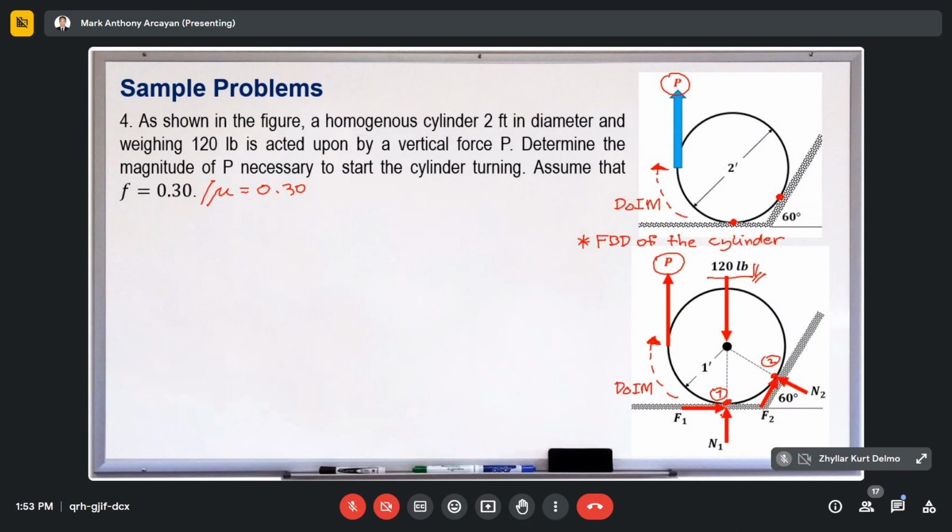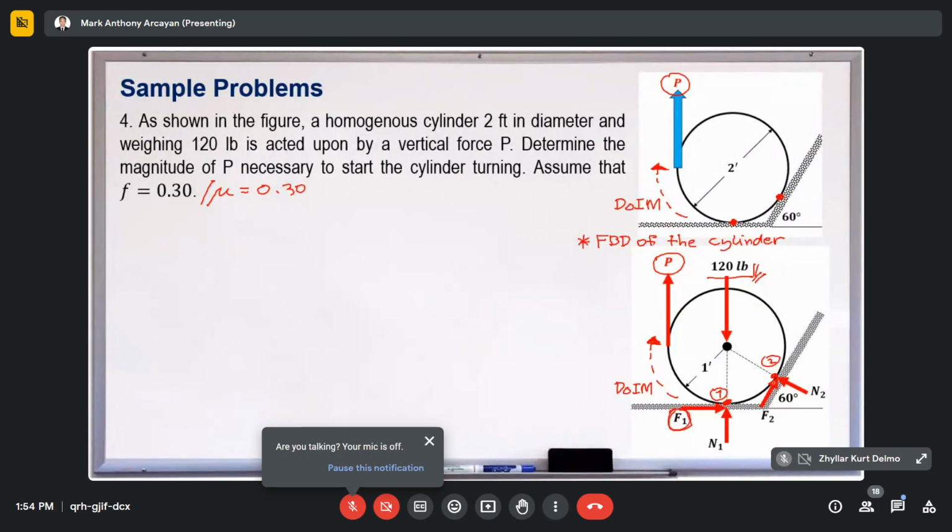Okay. At the first contact point, the normal force always acts towards the object, towards our rigid body. So N1 is upward, towards the center of our homogeneous cylinder. Then since the cylinder has a tendency to rotate clockwise, the resistance due to the horizontal surface is rightward, as shown by this F1. So the frictional force is rightward.